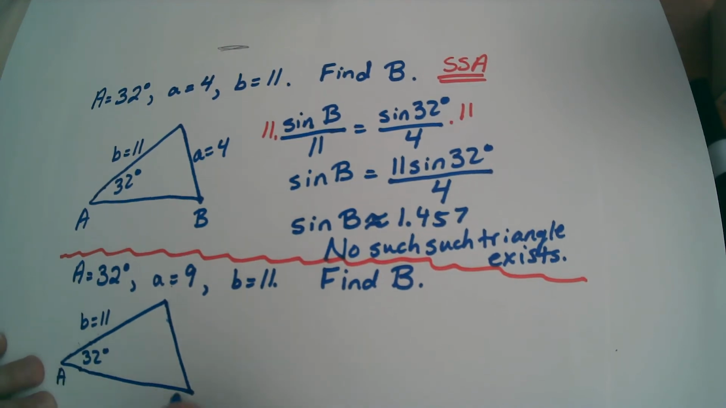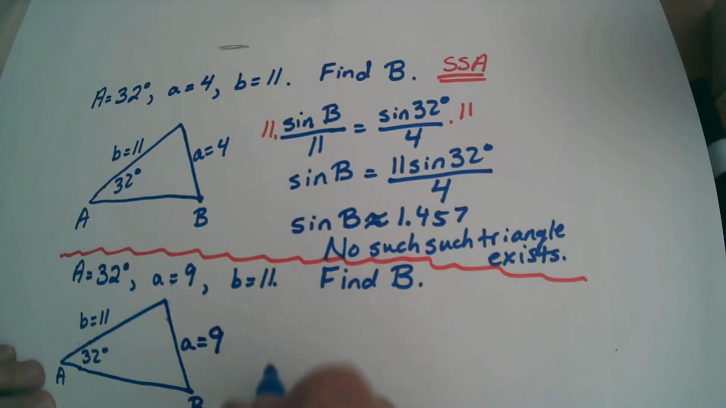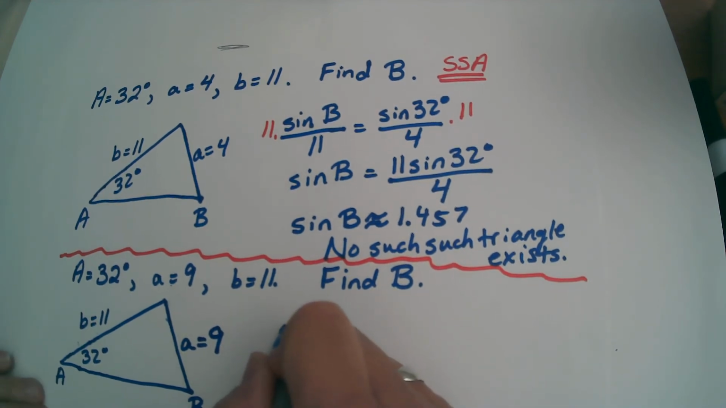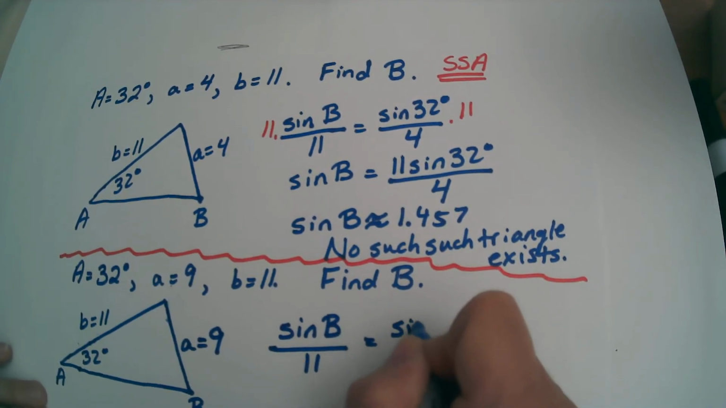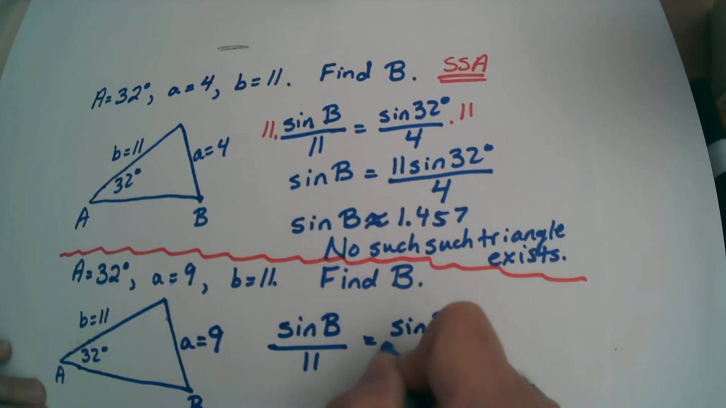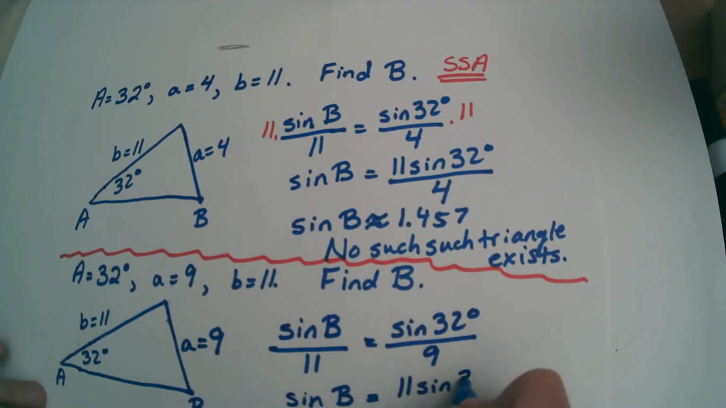So let me label my triangle. And we're again trying to find angle B. So we set it up much the way we did the previous two. Sine of B over 11 equals the sine of 32 degrees over 9. Multiply both sides by 11. We have the sine of B equals 11 times the sine of 32 degrees divided by 9.